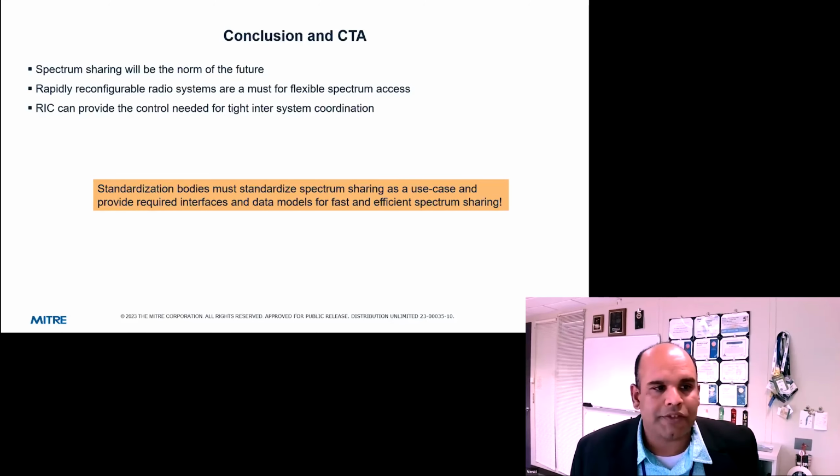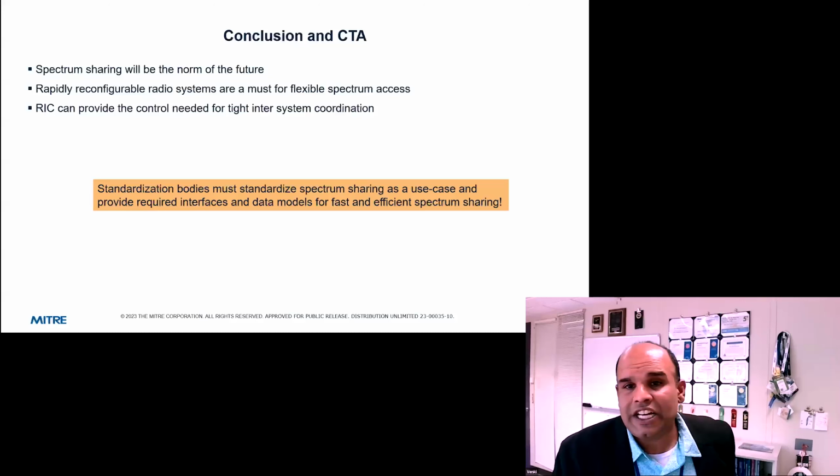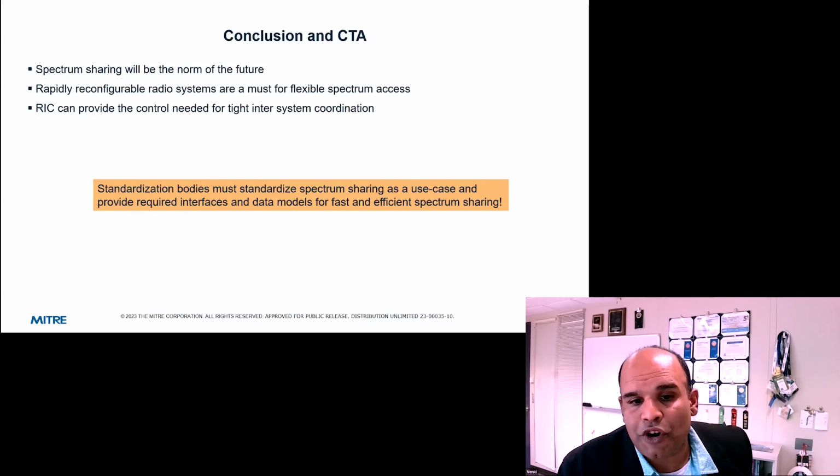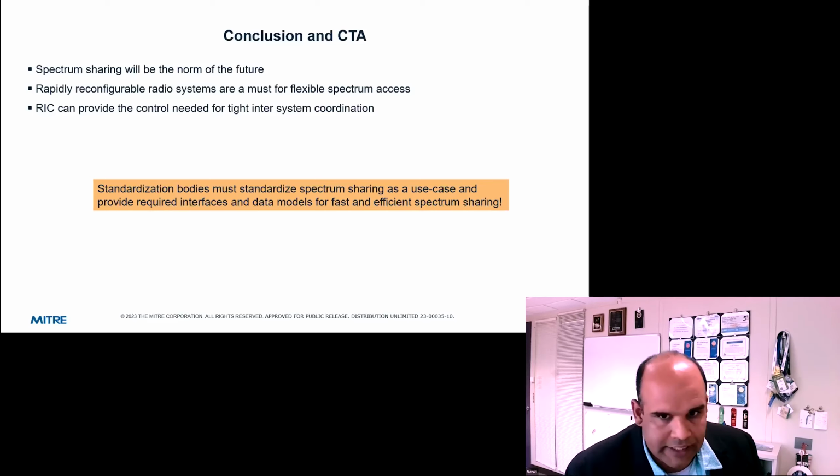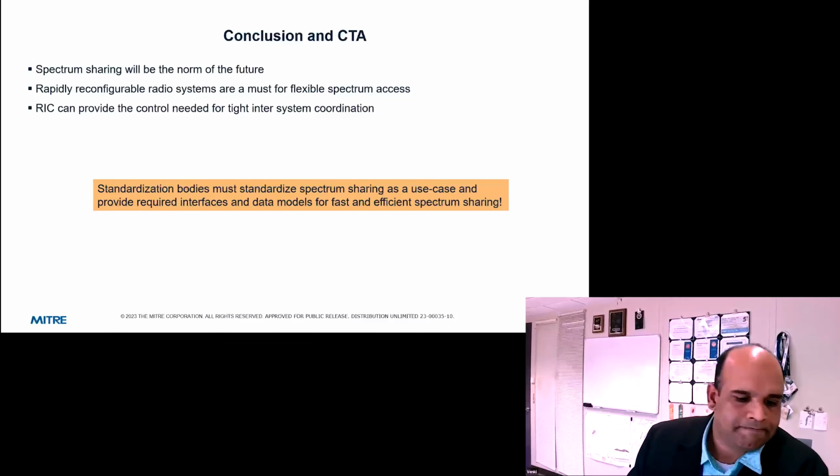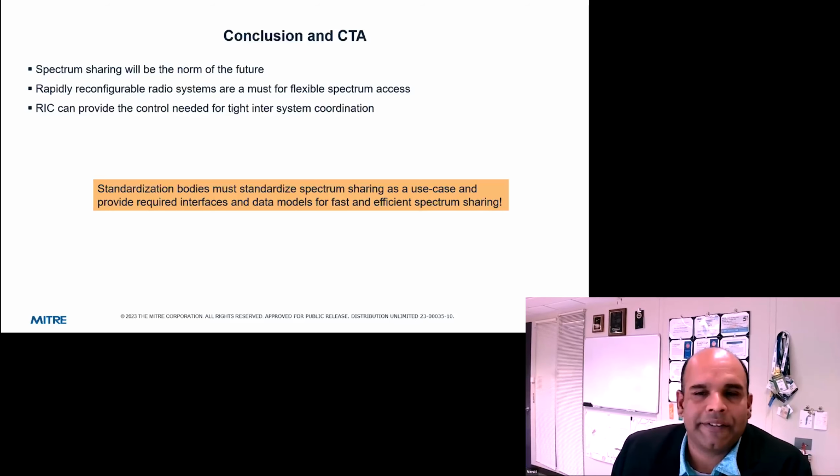Spectrum sharing is going to be the norm of the future. And what I want from this talk is really to motivate you with the importance of this problem, right? So we want standardization bodies to take notice of spectrum sharing as one of the use cases. We have a meeting tomorrow, and I would like to say that this is something we should all see the value in, and we should all try to standardize some of the things that are absent in today's specifications. So with that, thank you so much, and I'm ready to take any questions that you may have.